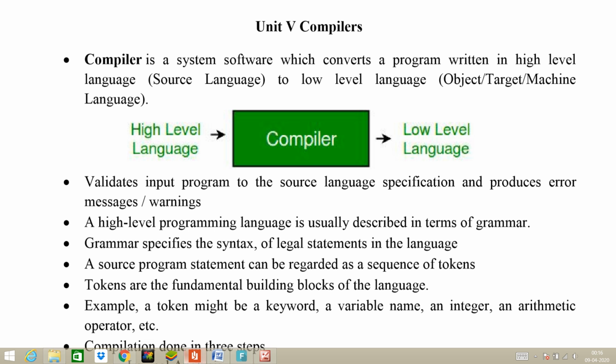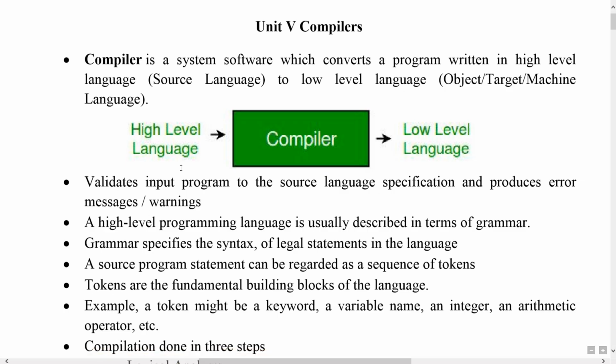This diagram shows the basic operation performed by the compiler. The input is the high level language program and the output is the low level language program, that is the machine language program. The compiler validates the input program as per the language grammar and produces error messages. That is, during conversion, if there is any error, the syntax errors are reported by the compiler.